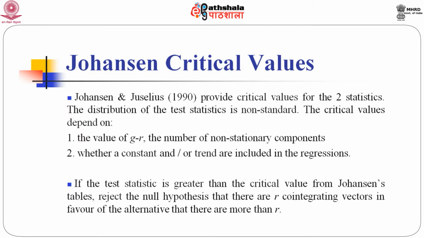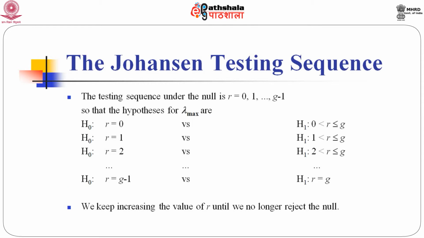is non-standard. Now, the critical values depend on the value of g minus r, the number of non-stationary components, where a constant and or trend are included in the regression. So, if the statistic is greater than the critical value from the Johansen table, reject the null hypothesis that there are r cointegrating vectors in favor of the alternative that there are more than r cointegrating vectors. We perform the test sequentially.